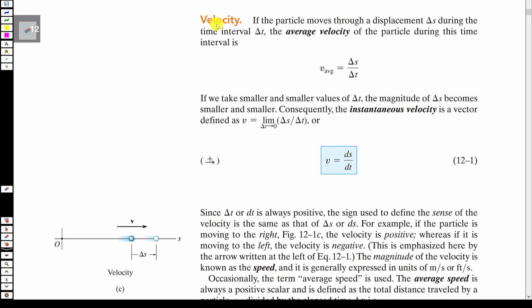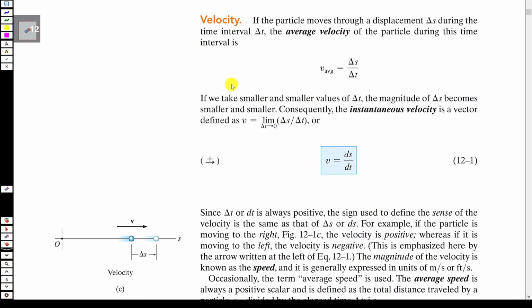Now we will define the velocity. If the particle moves through a displacement s during the time interval delta t, the average velocity of the particle during this time interval is delta s divided by delta t. If the particle has moved from the initial position to this point, it has traveled through some displacement in some time interval. Let's say this particle takes 3 seconds from this position to this position, then the average velocity of this particle is delta s by delta t.